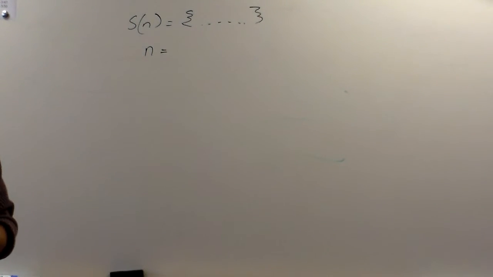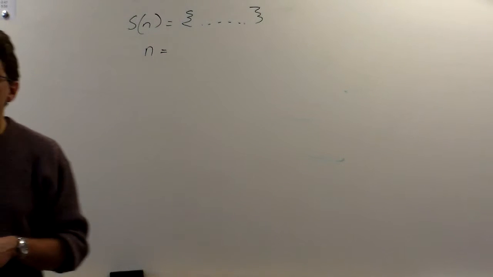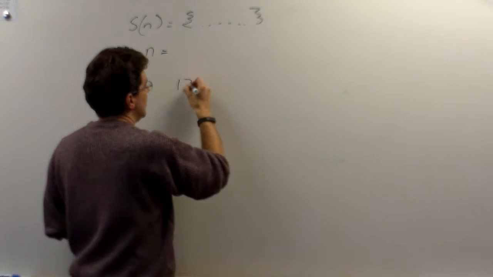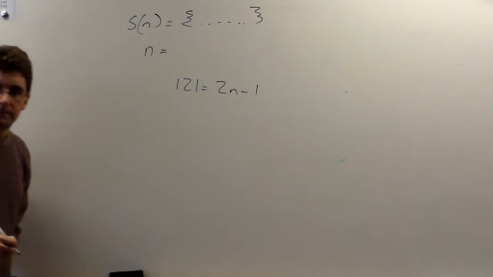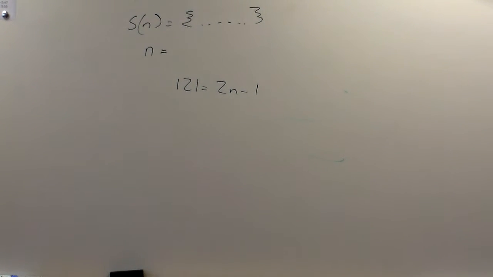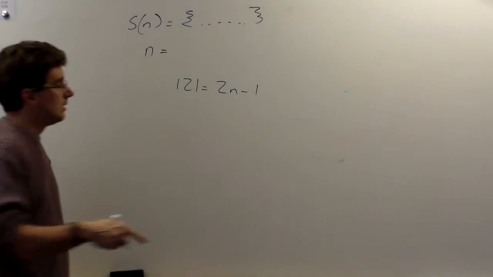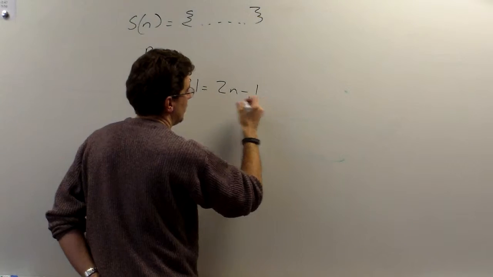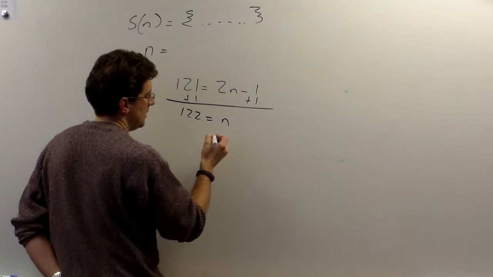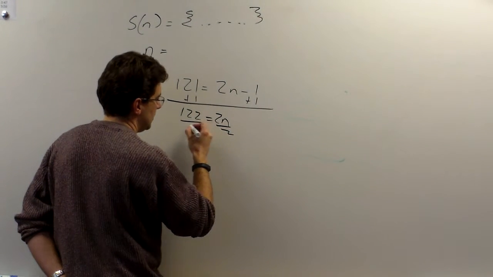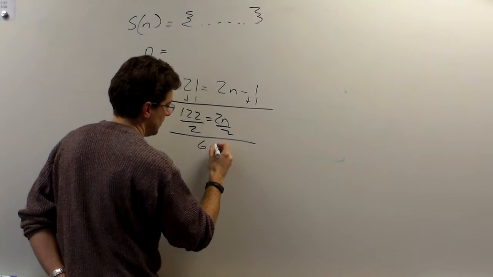It's got to be a whole number. Okay? So if we take 121, set it equal to our equation, 2n minus 1, what should we do? Yeah. Add 1 and then divide it by 2. Perfect. We're going to solve for n. Add 1, add 1. We get 122 equals 2n. Divide by 2, divide by 2. We get 61.